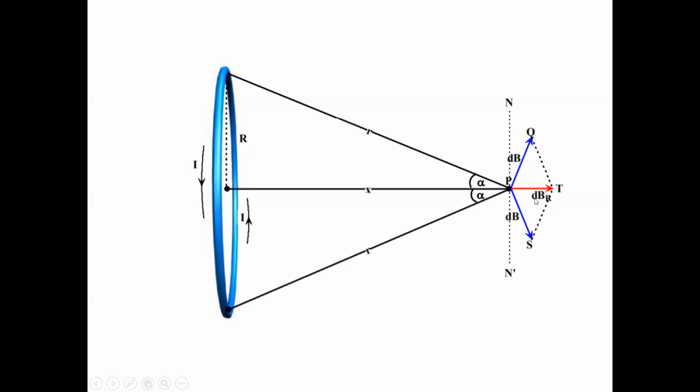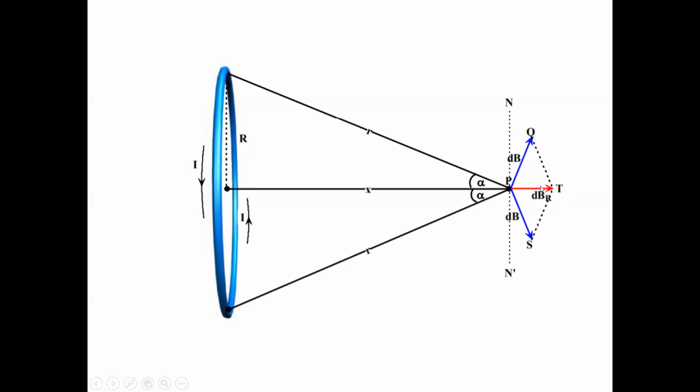Once again, I repeat, NPT angle is 90. NPQ angle is alpha. Now the portion of QPT value becomes 90 minus alpha. In a similar manner, the value of SPT also becomes 90 minus alpha. So we have to find the value of dBr.